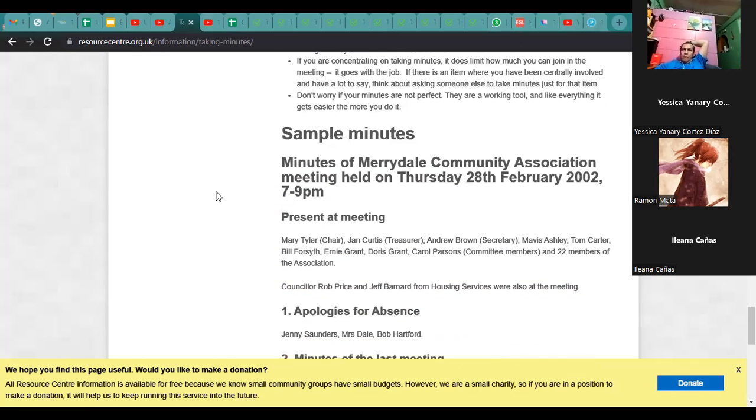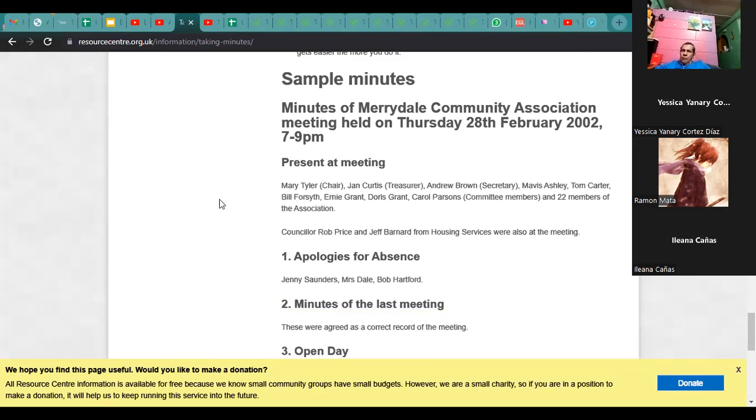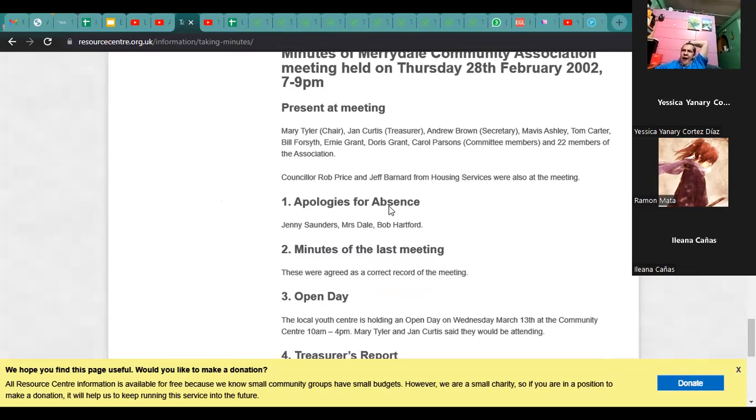This is an example of a minute. It says minutes of Merrifield Community Association meeting held on Thursday, 28th February, 2002 from 7 to 9 p.m. Look how explicit and detailed the topic is, right? Present at meeting, so the people that are going to be there and their roles. This is the chair, the treasurer, the secretary, and we have the other 22 members of this association. So it's very complete, right? Councillor Roe Price and Jeff Barron from Housing Services were also at the meeting. These people are not part of the committee, but they were also there, okay? They have a role there.